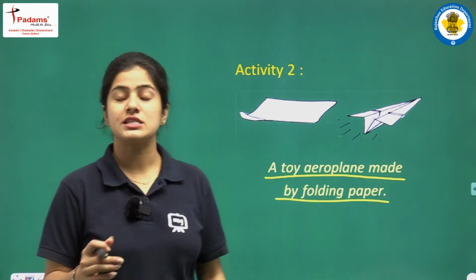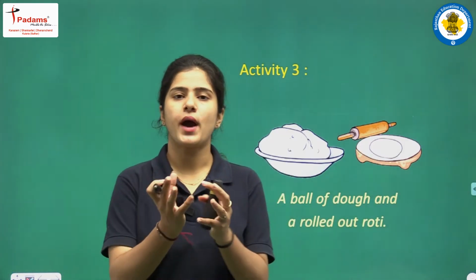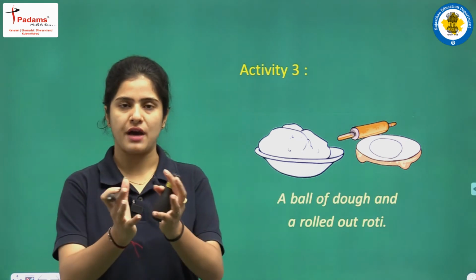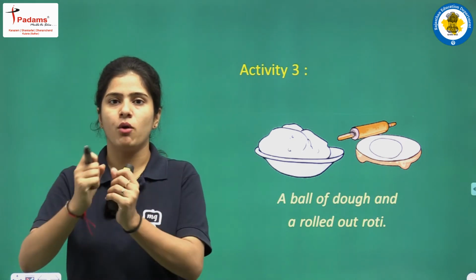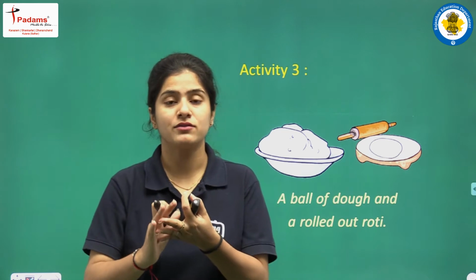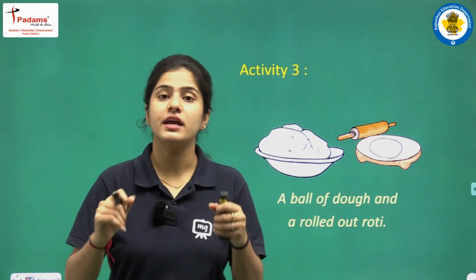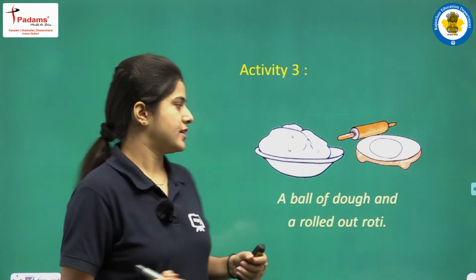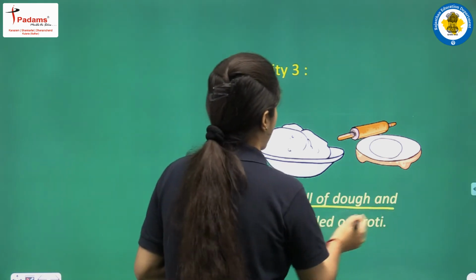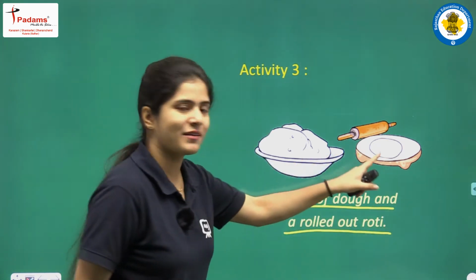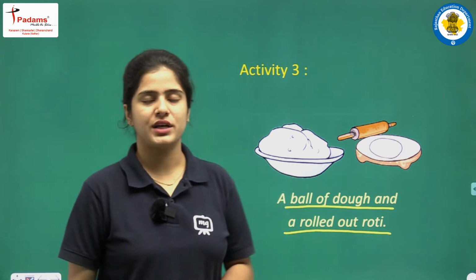In the third activity, students, we are seeing that you have some dough and you are taking a ball of the dough, okay? With the help of that ball of dough, you are rolling it up and making a roti with the help of it, right? So a ball of dough and a rolled out roti. You are making a rolled out roti out of this dough, okay, students?